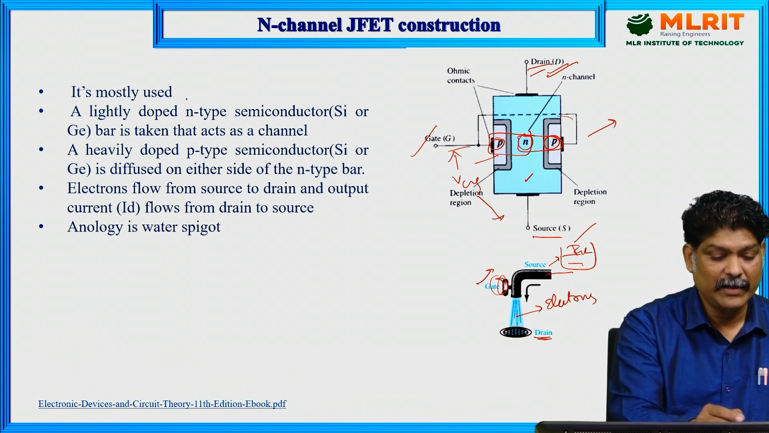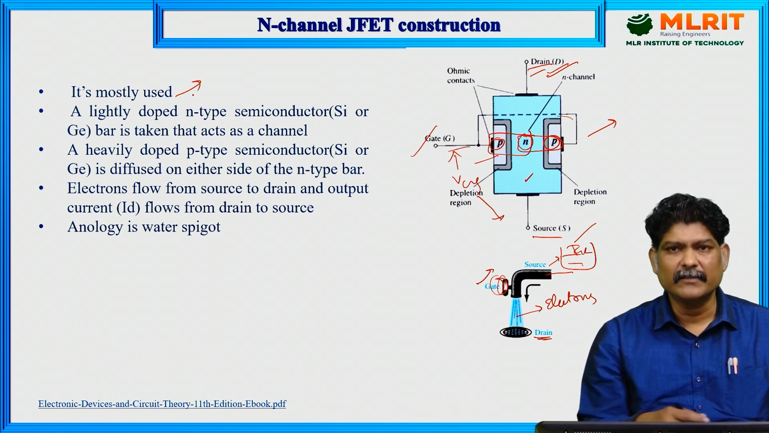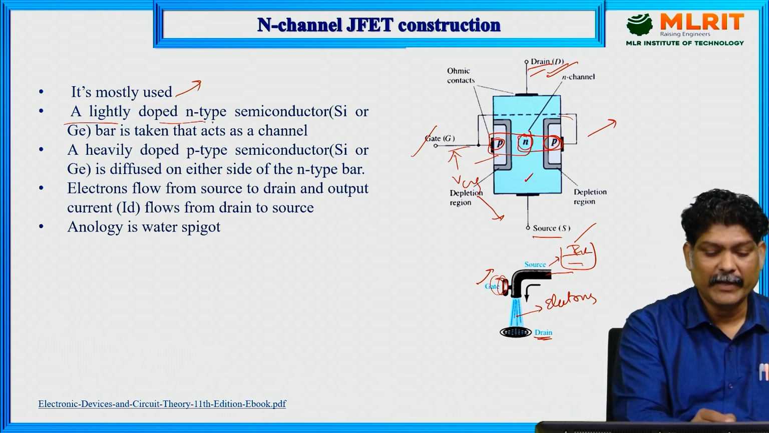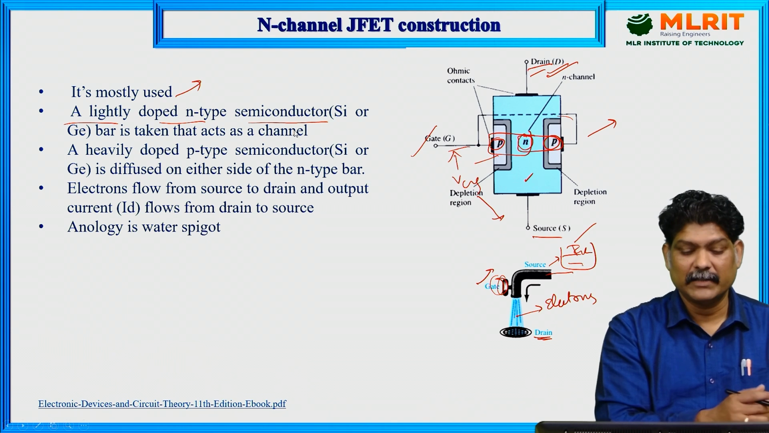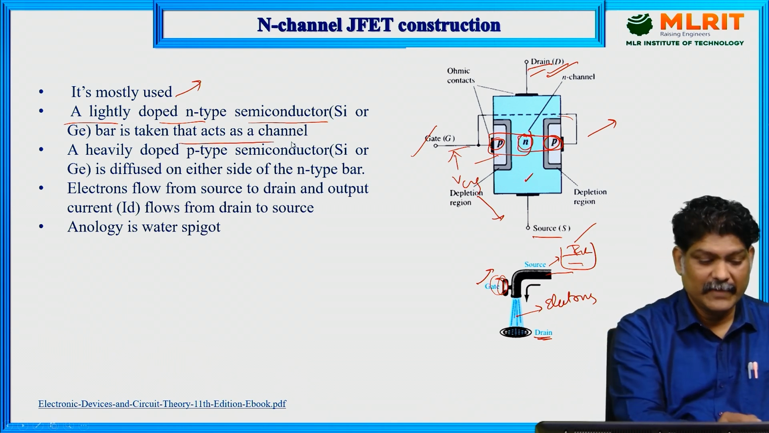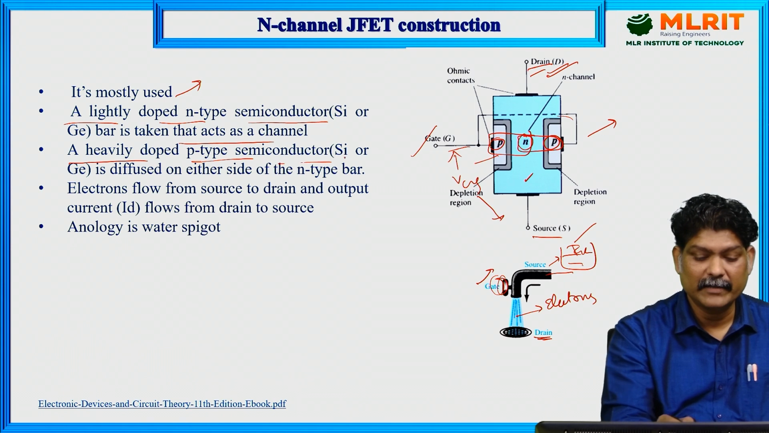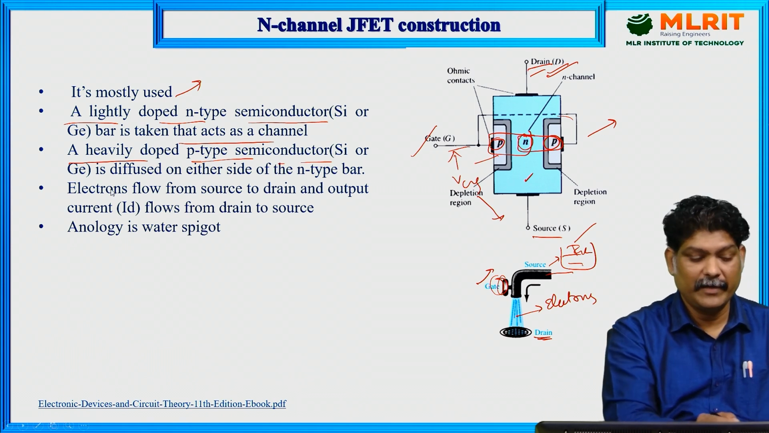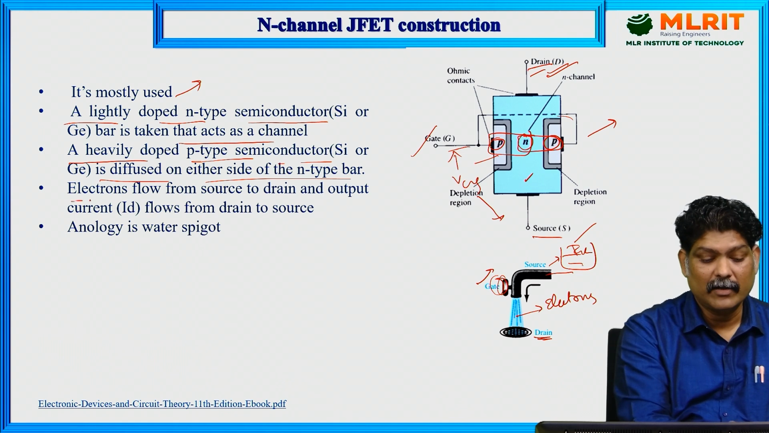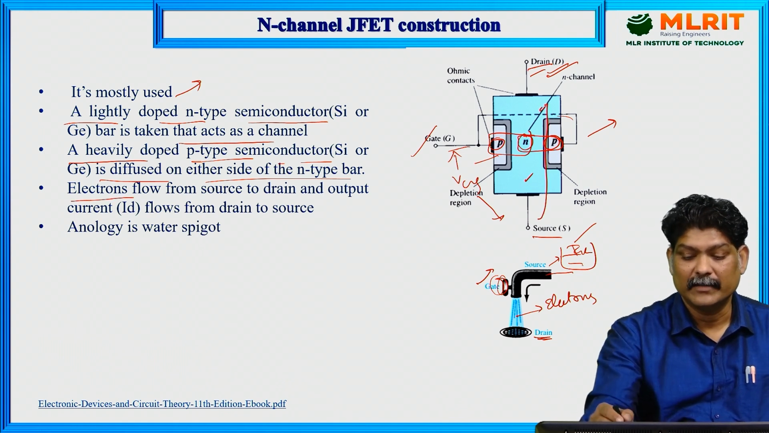N-channel FET is mostly used nowadays, and a lightly doped N-type semiconductor, silicon or germanium bar, is taken that acts as a channel. A heavily doped P-type semiconducting material, that is silicon or germanium, is diffused on either side of the N-type bar. Electrons flow from source to drain like this.